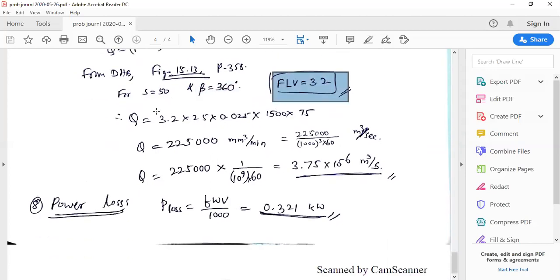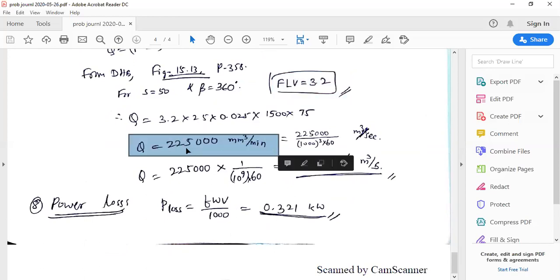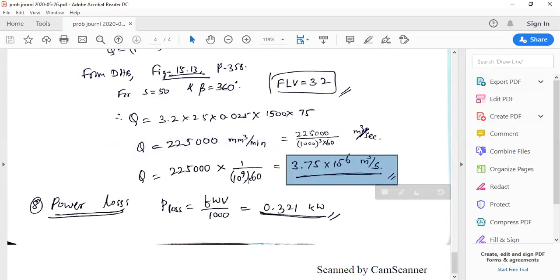So substitute 3.2 in the equation, and all other values, that is radius, radial clearance, RPM and length of the bearing. So the value what we get here is Q is equal to 2,25,000 mm cube per minute. So this is to be converted into meter cube per second. So divide this value by 10 raised to 9, that is 1000 raised to 3, because 1000 mm is equal to 1 meter. So meter cube is required, so 1000 cube, and divide this value by 60 to convert minute into second. So the answer what we get is 3.75 into 10 raised to minus 6 meter cube per second.